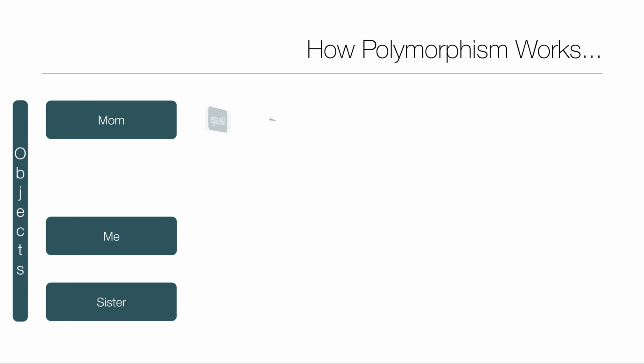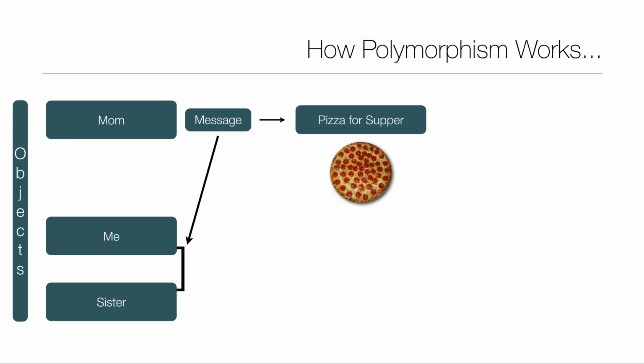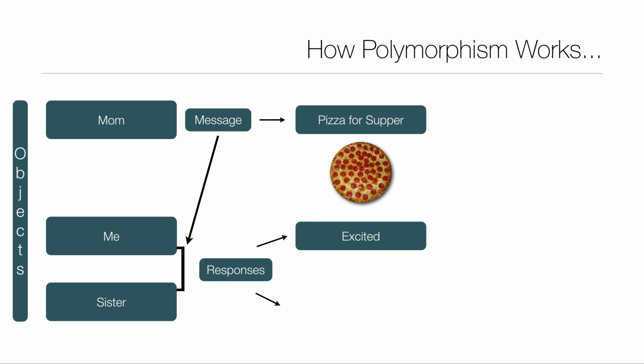So anyways, my mom is going to send a message to both me and my sister. And that message is pizza for supper. Now, we're two different objects, so you could think of me as a string and my sister as an image object. So we're two completely different objects, and we each can react in our own way. So I'm excited, and my sister is also excited. It just happens that we both respond excitedly when we get the message pizza for supper.